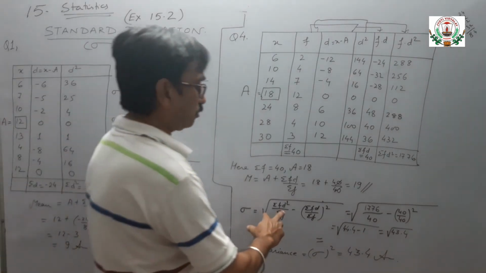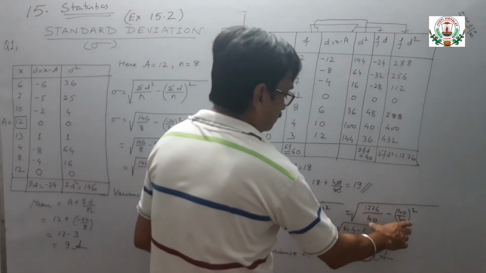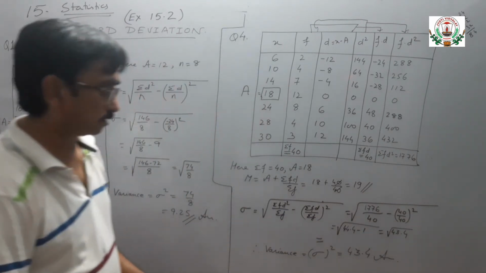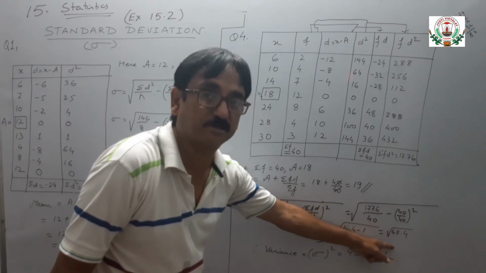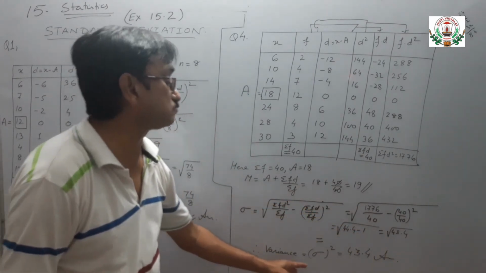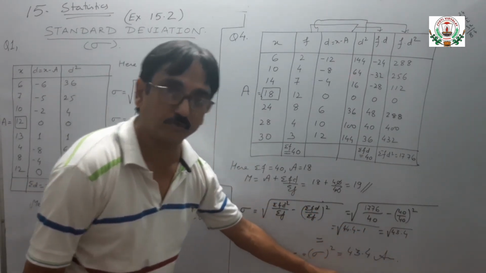And then substitute all the values in the formula and calculate it. And at last we can take the square of this standard deviation to get the variance of the given series. So variance will be equal to 43.4.